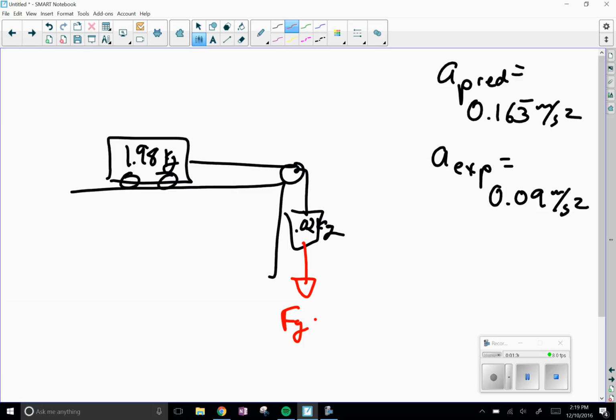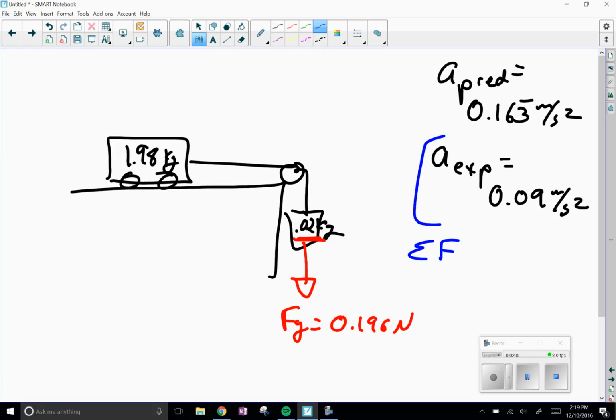You're going to have gravity pulling this thing down, which is just going to be our hanging mass times 9.8. It's going to be negative. Well, we made that positive, didn't we? So let me erase that. Okay, so this force should be 0.196 newtons. Based on this experimental acceleration, we can find our net force.